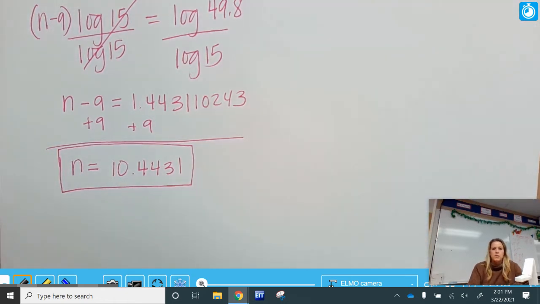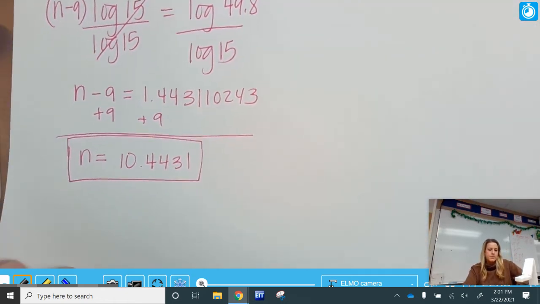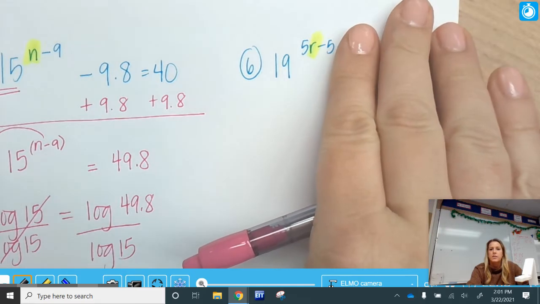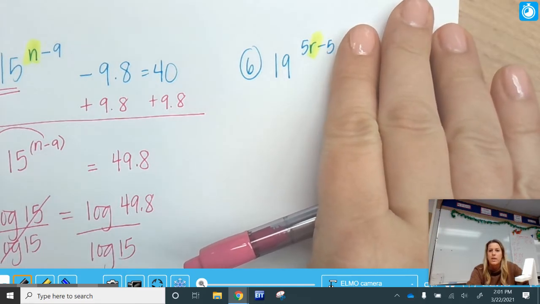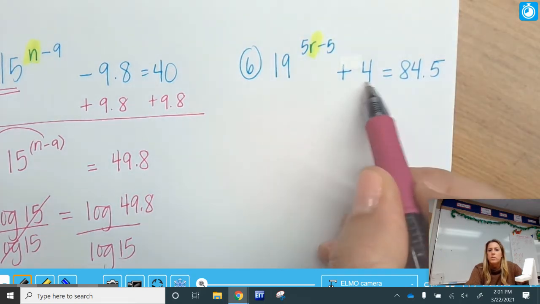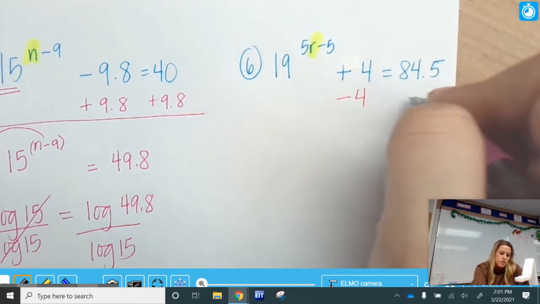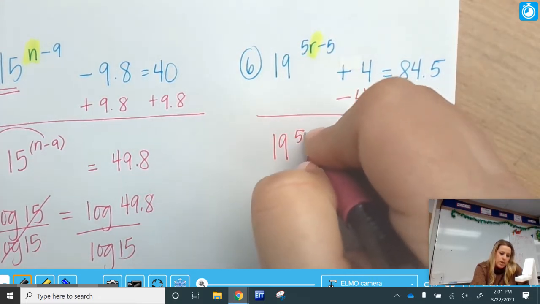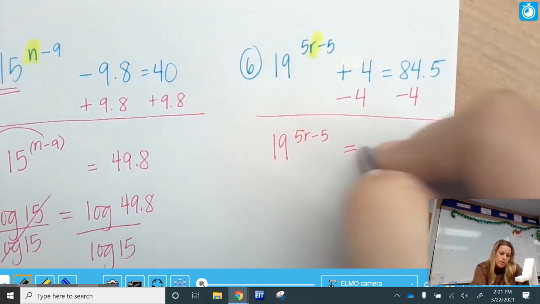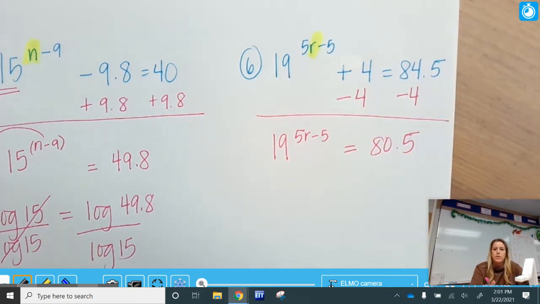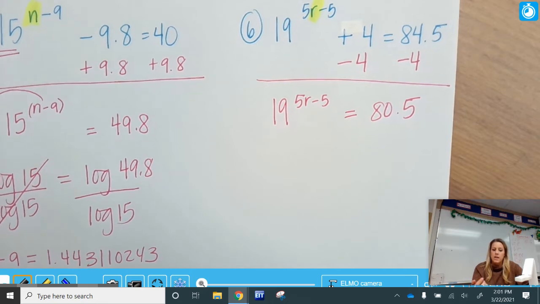All right, so let's look at one more problem like this. It looks intimidating when you first look at it. But if you just say, okay, well, I need to get this by itself first because that's the number raised to a power with my r in it. So I'm going to subtract 4 first. So 19 raised to the 5r minus 5 equals 80.5. Okay. Now I can take the log of both sides.